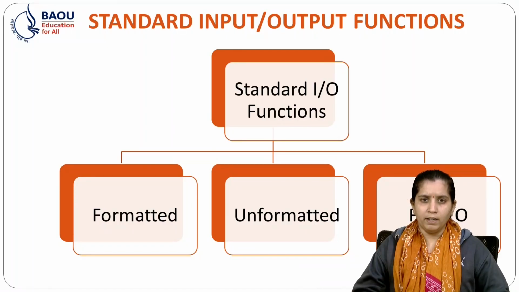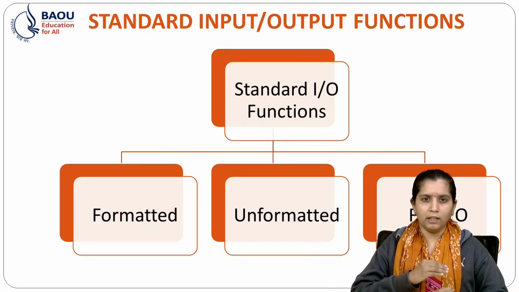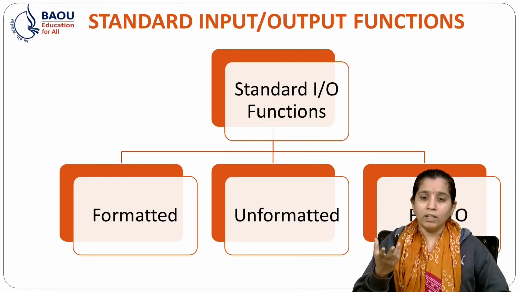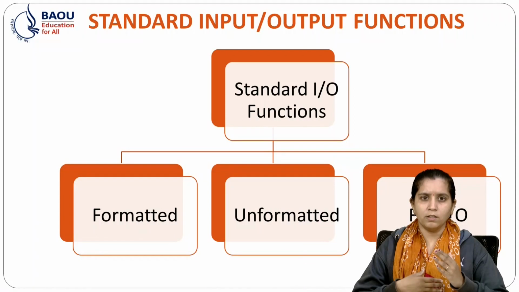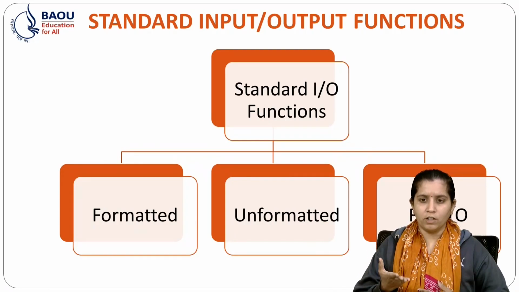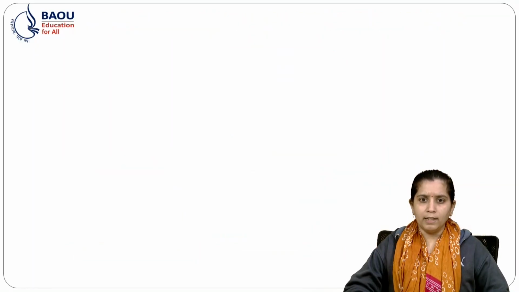Let's see formatted input output functions. These functions allow you to handle the input and output with the formatting. This automatically handles the conversion and arrangement of data types. What are unformatted input-output functions? Unformatted input-output functions are used to read or write raw data without any formatting. These are more efficient for low-level input-output operations. So let's see all these functions in detail.